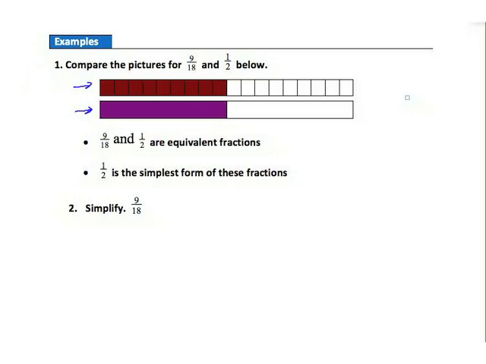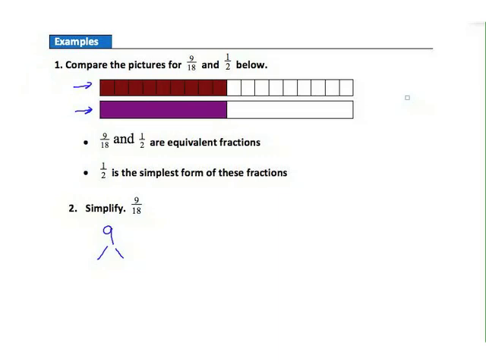I'm going to simplify 9/18 in example 2. When I get done simplifying, I'm going to end up with the simplest form of this fraction, 1/2. Let me show you how to simplify this fraction. First thing we're going to do is use the factor tree to factor both the numerator and the denominator. So I'm starting with 9. I'm going to use my factor tree and get the prime factorization of 9.